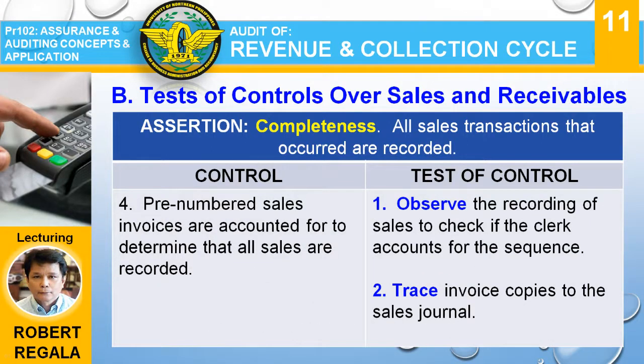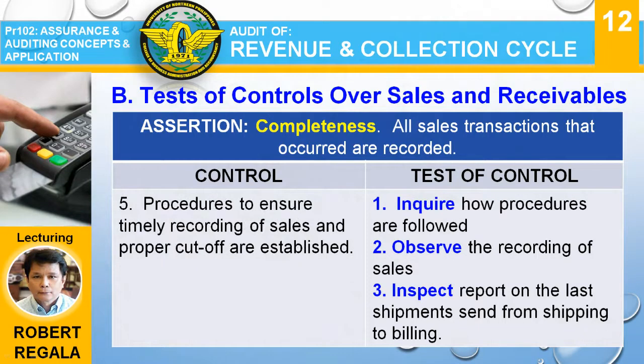Slide 11. The fourth control is described as pre-numbered sales invoices are accounted for to determine that all sales are recorded. To test this control, the auditor can observe the clerk recording sales if he or she is accounting for the numerical sequence of invoices and determines why any missing invoices have not been processed. The auditor can also select a sample of sales invoice copies to trace into the sales journal.